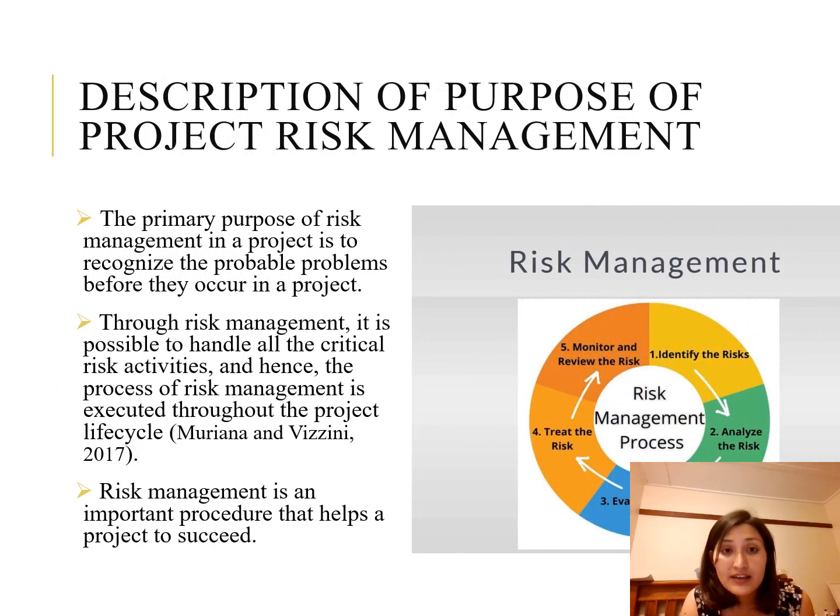Continuing to the next slide, the slide presents an analysis of the primary purpose of risk management. The primary purpose of risk management in a project is to recognize the prior problems before they occur in a project. Here you can see the risk management process. First, we have to identify the risks and analyze the risks. After analyzing, we have to evaluate that risk, and after evaluating the risks, we have to treat that risk, and after treating, we have to monitor and review the risks.